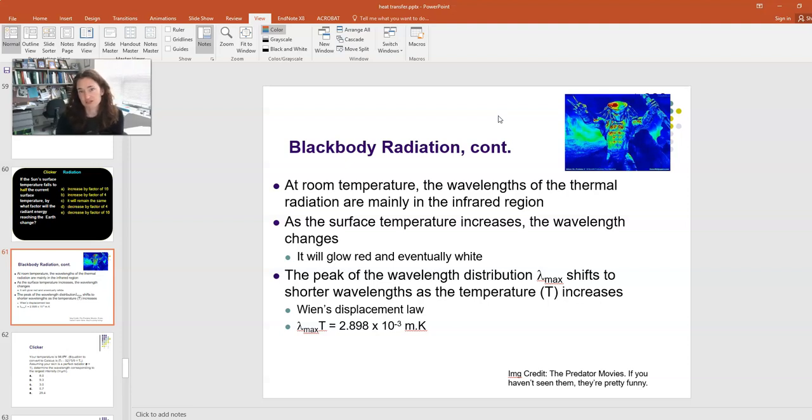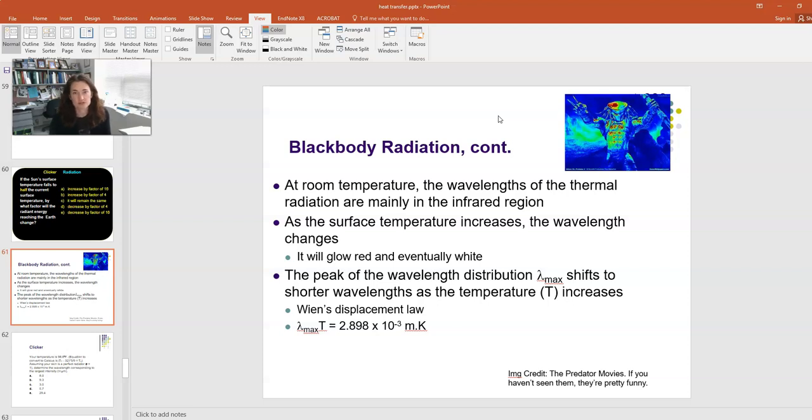Let's now discuss the shape of the curve itself. So if an object's at room temperature, like, I'm pretty close to room temperature myself, the wavelengths of the thermal radiation emitted are mainly in the infrared region. But as the surface temperature of the object increases, the wavelength will also change. It'll glow red and eventually white, right? And then if you have a stellar object, sometimes you can even get radiation in the form of X-rays. So the peak of the wavelength distribution, lambda max, shifts to shorter wavelengths as the temperature T increases.